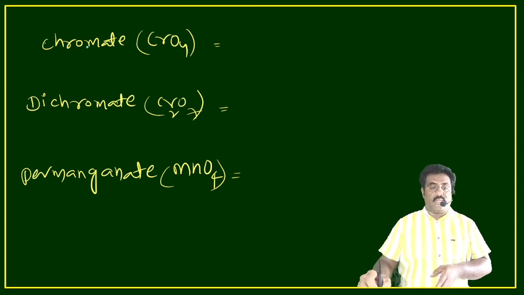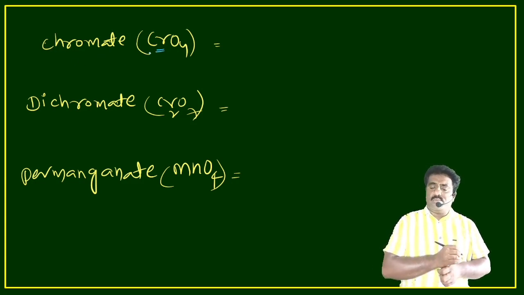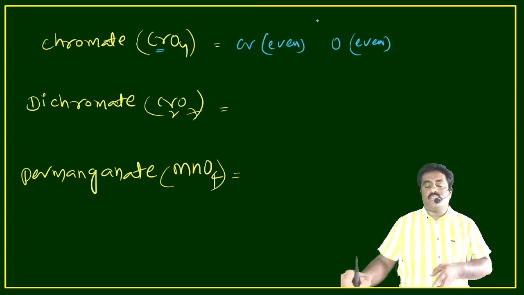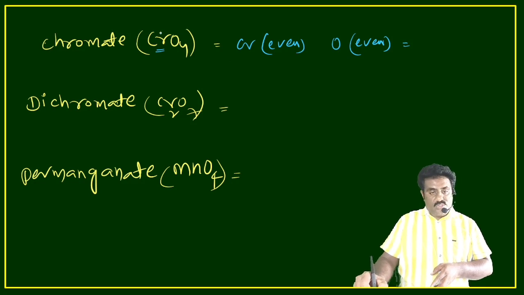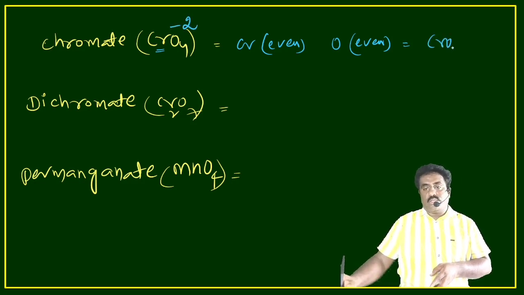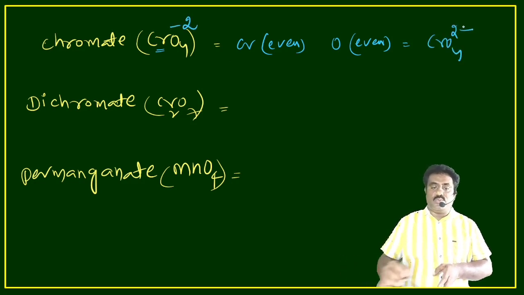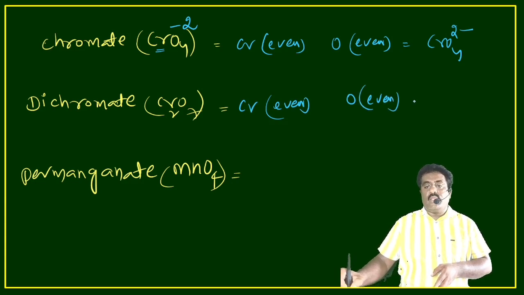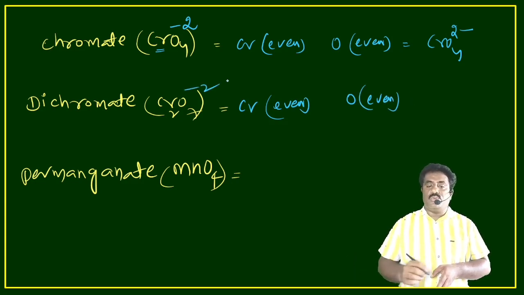Have a look at the next example, chromate. Chromium belongs to which group? 6, so it is even. Oxygen also belongs to sixth group. So it is sixth B and sixth A. Even and even, what is the charge? The charge is minus 2. CrO4 2-. Next, dichromate. Chromium is even, oxygen is even. What is the charge? Minus 2. So Cr2O7 2-, dichromate.